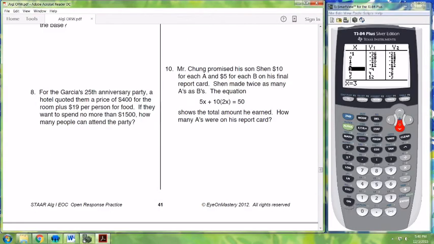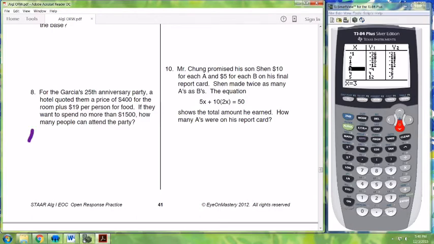Okay, now I'm on the bottom of page 41, number 8. It says we're supposed to write an equation or an inequality and then solve it. So this says for the Garcia's 25th anniversary party, a hotel quoted them a price of $400 for the room plus $19 per person for food. If they want to spend no more than $1,500, how many people can attend the party?